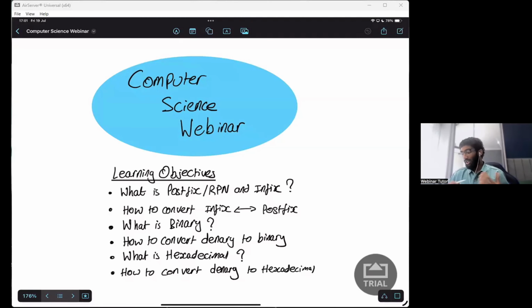So the learning objectives for today. What is postfix/RPN? We'll be covering what they are and what infix is. We'll be seeing how to convert infix to postfix and vice versa. We'll be seeing what binary is, how to convert denary to binary, and vice versa as well. What is hexadecimal and how to convert denary to hexadecimal. Don't worry, we will also be covering what denary is.